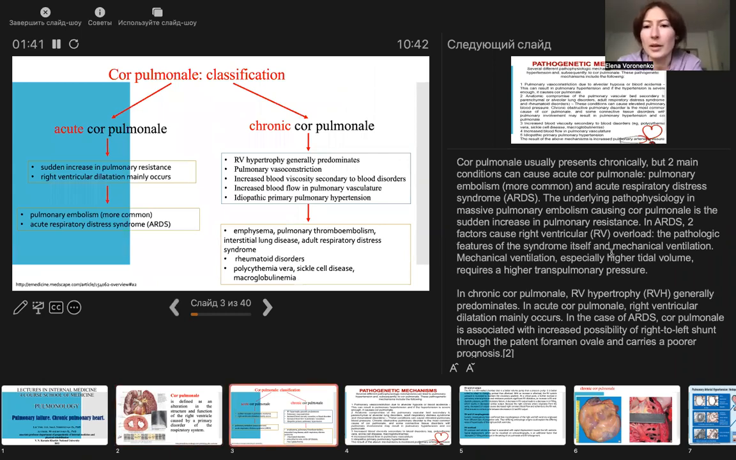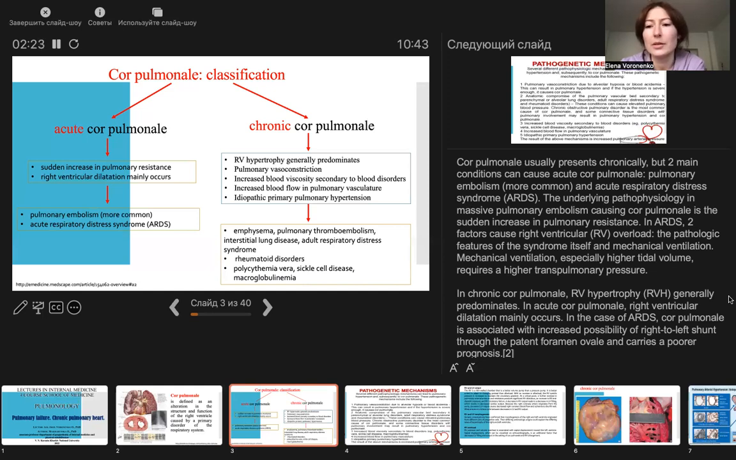Cor pulmonale usually presents chronically, but two main conditions can cause acute cor pulmonale: pulmonary embolism and acute respiratory distress syndrome. The underlying pathophysiology in massive pulmonary embolism causing cor pulmonale is the sudden increase in pulmonary resistance. In ARDS, two factors cause right ventricle overload: the pathologic features of the syndrome itself and mechanical ventilation.